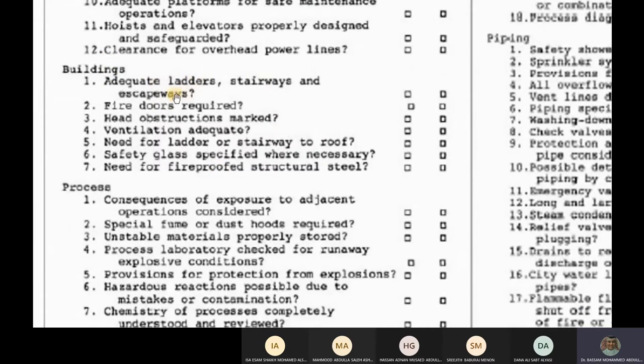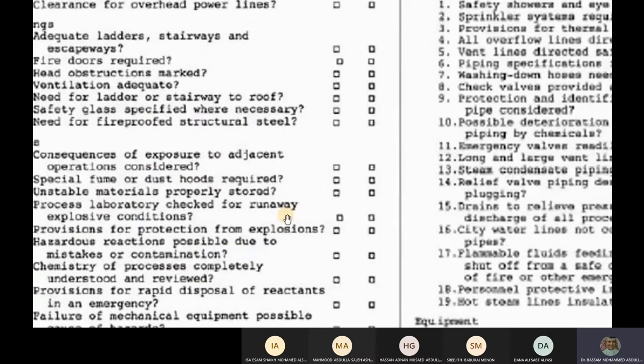The buildings, are there ladders, stairways, and escape ways? Are there fire doors? Is there any obstruction marked? If there's something that will hit your head, are there ventilations, safety glasses? Go to the process. Well, consequence of exposure to operations. A special fume may happen or dust hoods required. Process laboratory checked for runaway explosive conditions. So you're checking the process here.